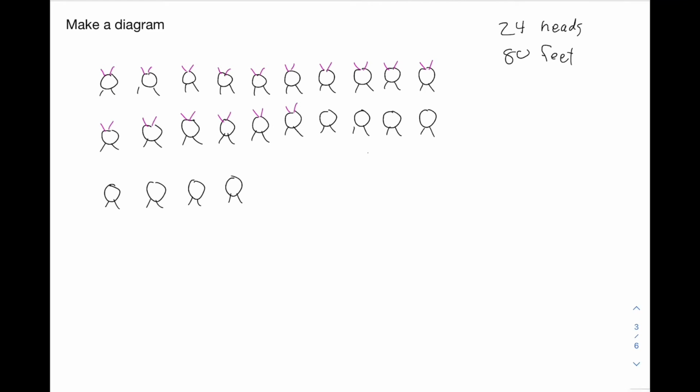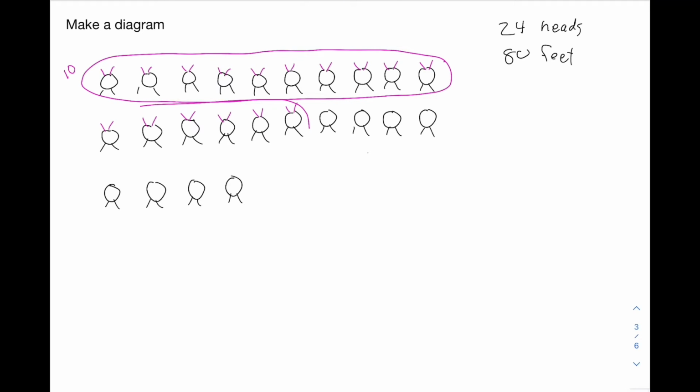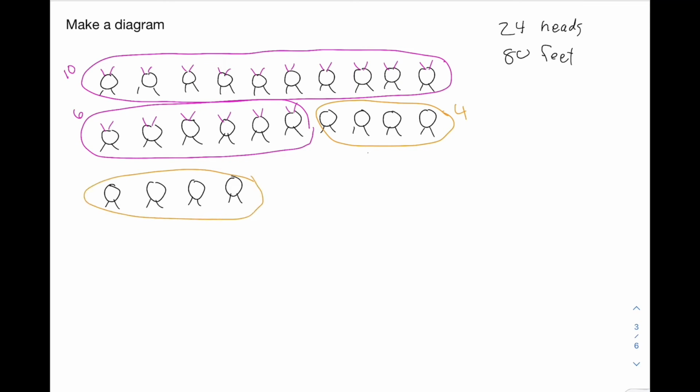And there I'm done. So adding 2 feet at a time, I can see how many chickens and how many pigs I've got. So pigs, let's see, I've got a row of 10, and then I have 6 more. And chickens, I have 4 and another 4. So I can see that I have 16 pigs and I have 8 chickens, which is exactly what I came up with in my guess, check, and revise.